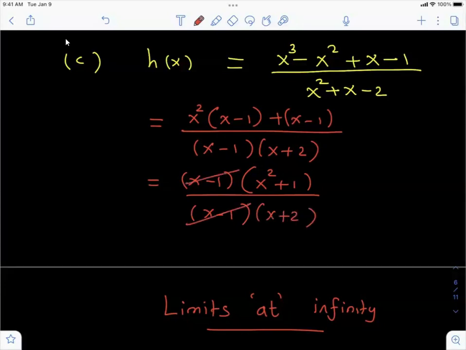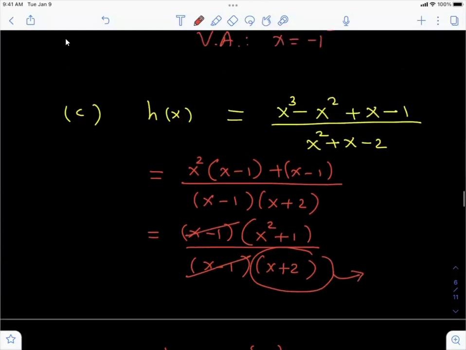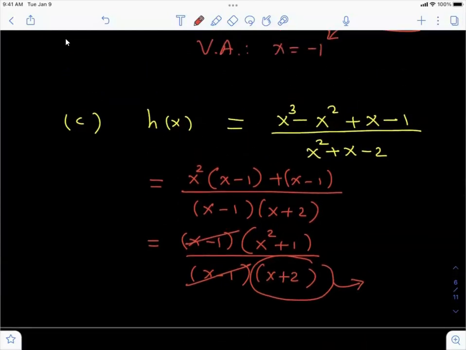When you cancel this, the only unsimplified factor in the denominator would be x plus 2. So the vertical asymptote in this case, VA, will be x equals -2. Set this part to 0 and solve for that value.